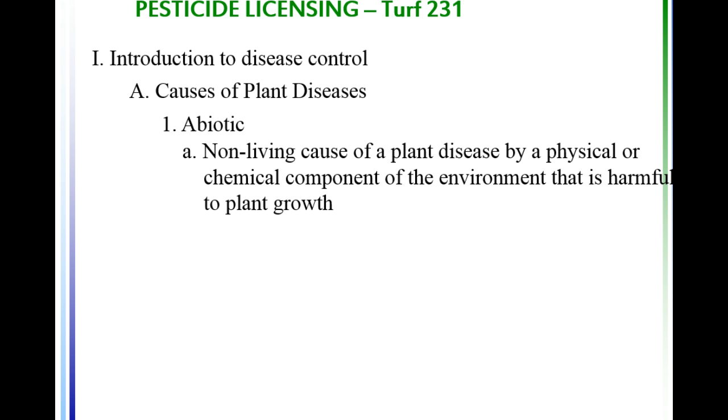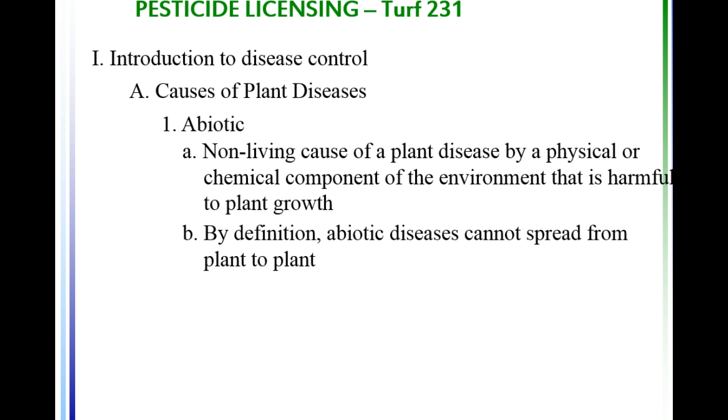So if we start out looking at the causes of plant disease, we have both living, which is biotic, and non-living agents, which is abiotic, that can cause diseases. So we're going to start out with a non-living cause of plant diseases, or abiotic. So this is going to be caused by a physical or chemical component in the environment that can be harmful to plant growth. Okay, so whatever this is, this abiotic disease doesn't spread from plant to plant because it's a non-living entity, because we already said it could be a physical environment, you know, where it froze or something like that, or it got really drought stressed.